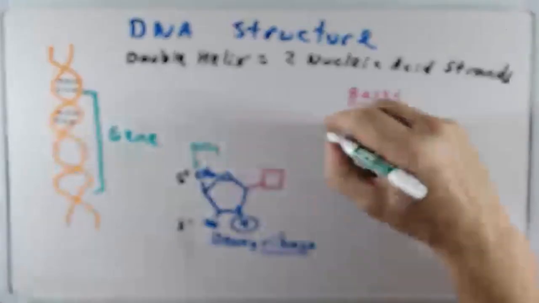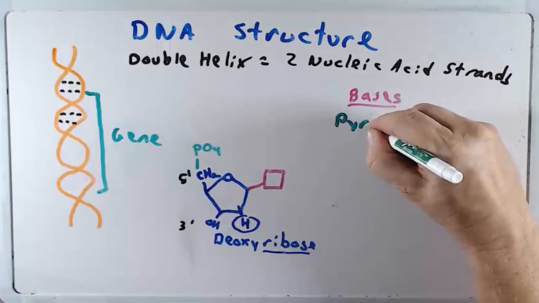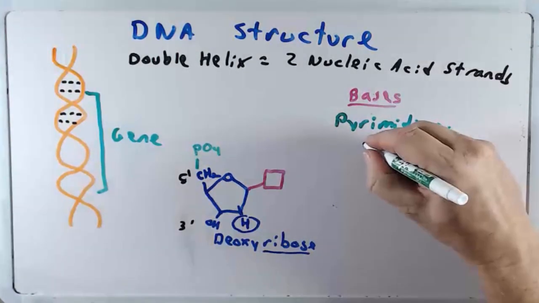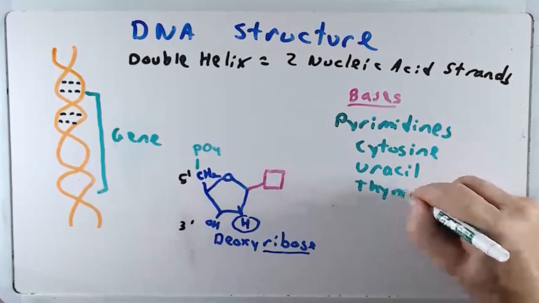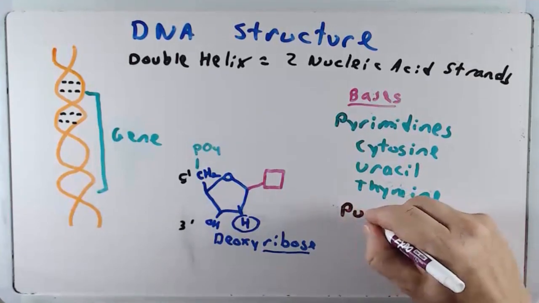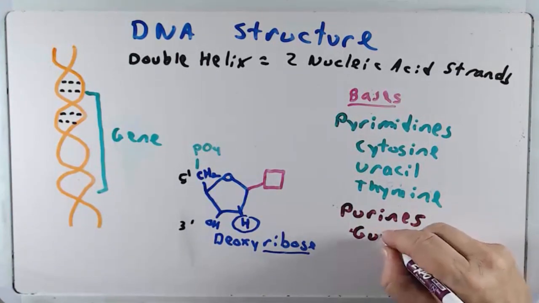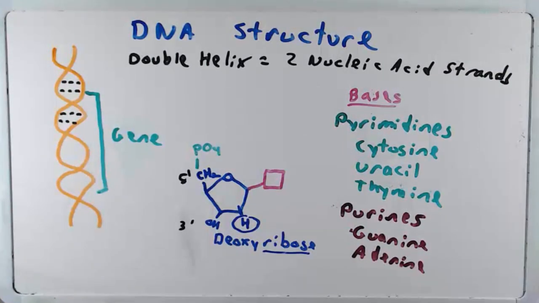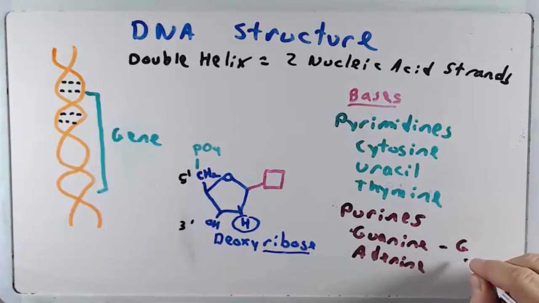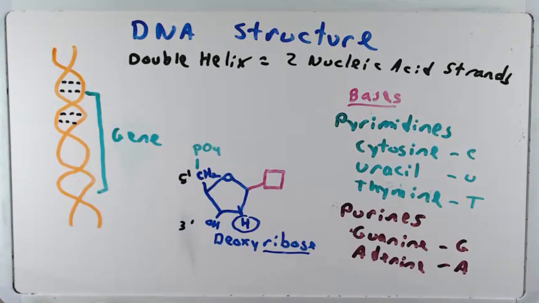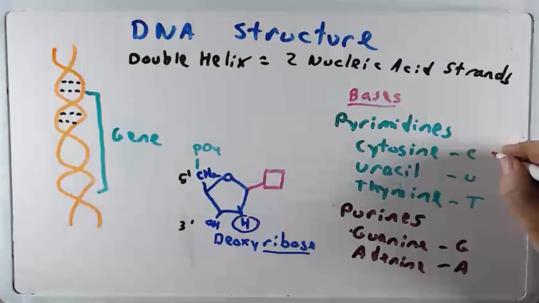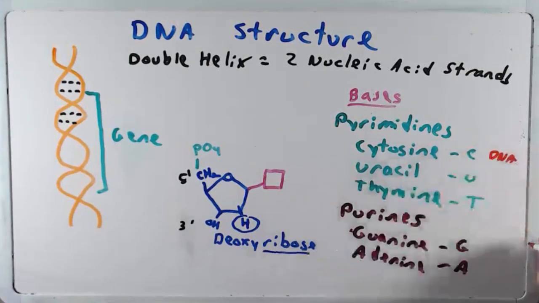There are 5 bases. 3 of them are pyrimidines. They are cytosine, uracil, and thymine. The other 2 bases are purines, and they include guanine and adenine. I should also say we often just refer to them by their first letter. So G and A here and C, U, T here. Now, our DNA only has 4 bases. And so I'm going to put DNA here by cytosine because that's found in DNA, and thymine, and guanine, and adenine.